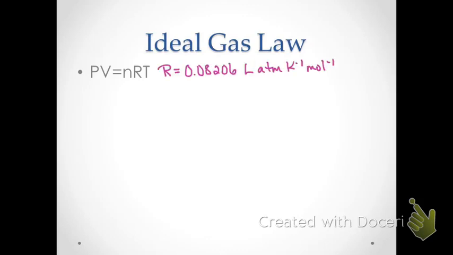The value of the gas constant will depend on the units that we use. For example, if we're using units of liters for volume, atmosphere for pressure, Kelvin for temperature, and moles, of course, for moles, the value is given by this number here, 0.08206. However, the gas constant can also be represented by 8.314 joules per Kelvin per mole, and we'll find that useful under certain circumstances.